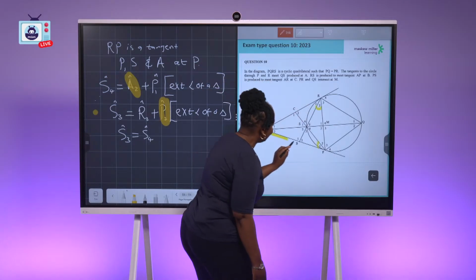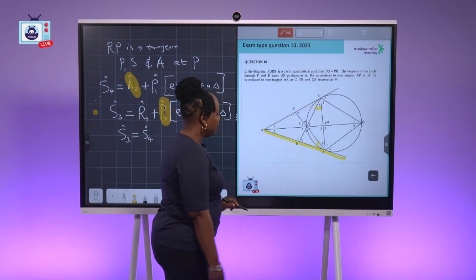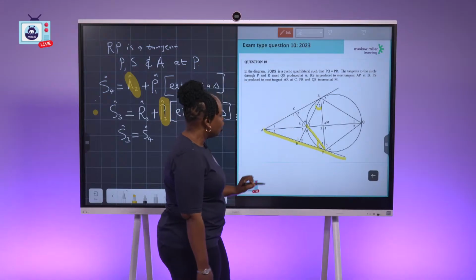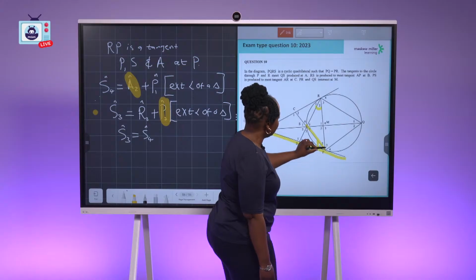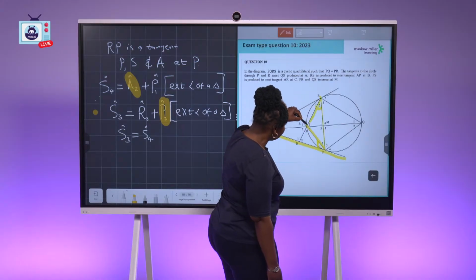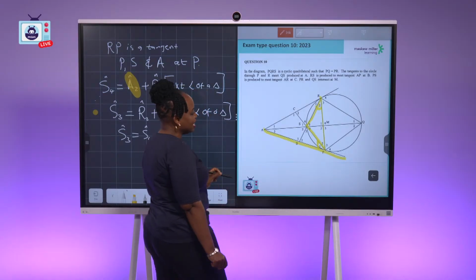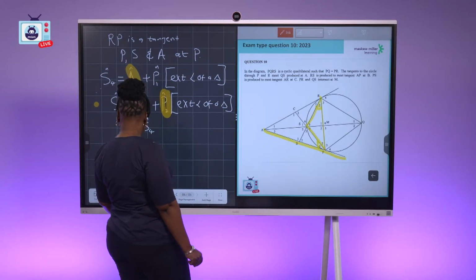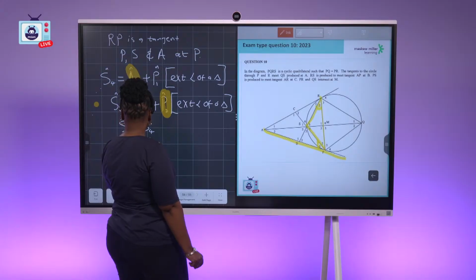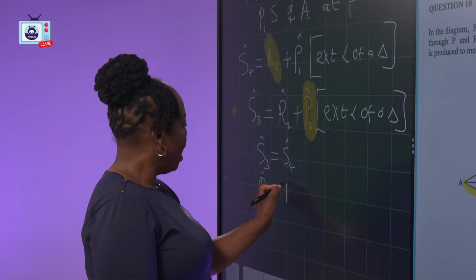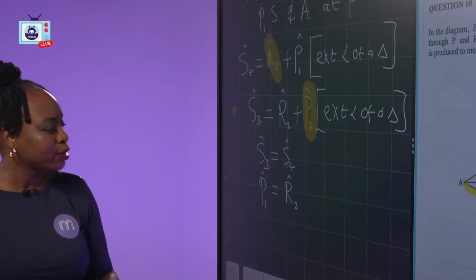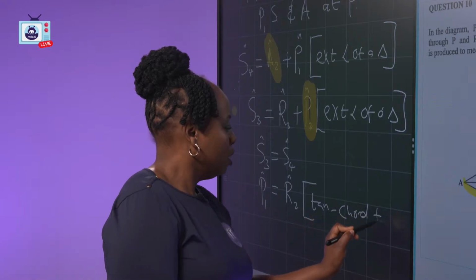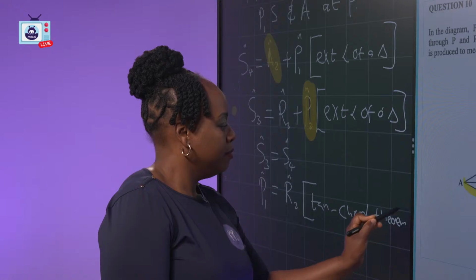If I look at my tangent A, B, P, you can see that this is a chord PS, right? So the angle between a tangent and a chord is going to be equal to the angle subtended on the other side. So can you see that we are automatically saying that angle P1 is actually equal to angle R2, right? So we are able to get there. So P1 equals R2. The reason will be the tan chord theorem. So that is our tan chord theorem, right?